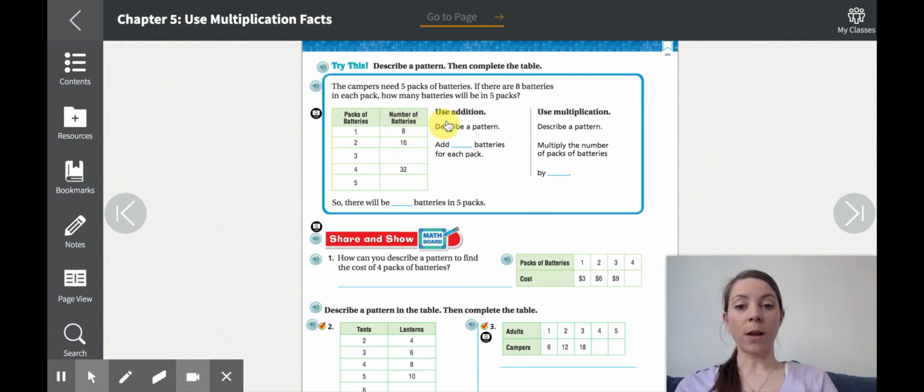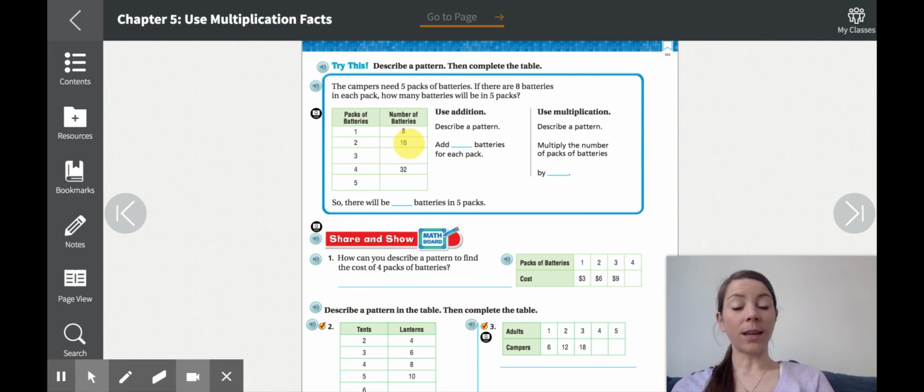All right, so now we could do patterns 2 different ways. We could use addition by finding and describing a pattern. So where are they adding something each time? Well, going down this column of packs of batteries, they're increasing the packs by 1. So they're adding 1 pack each time. And then going down this column, what's happening each time? Well, from 8 to 16, what do you need to add? You're adding 8.